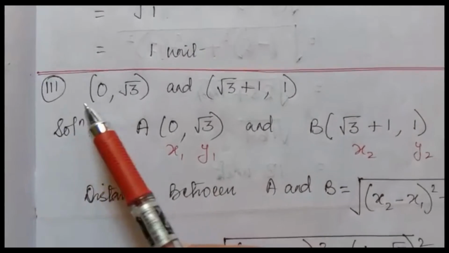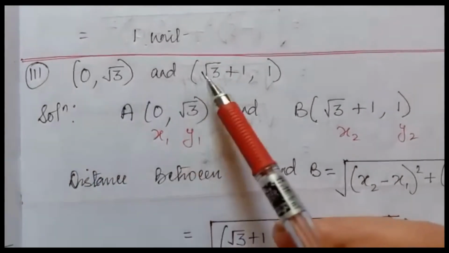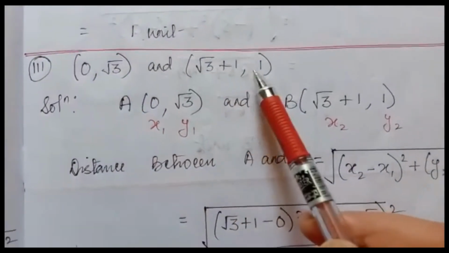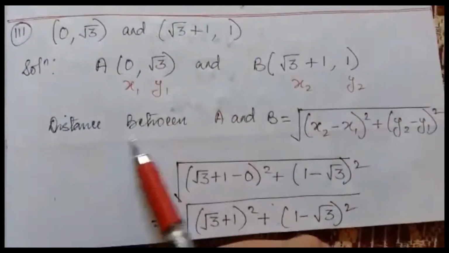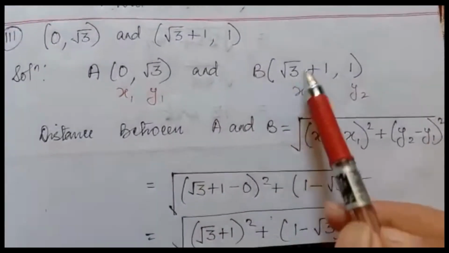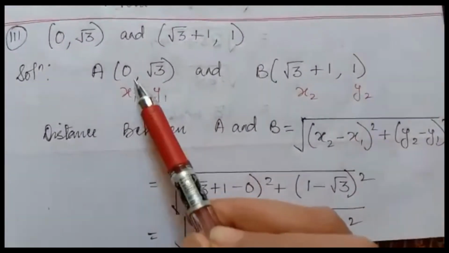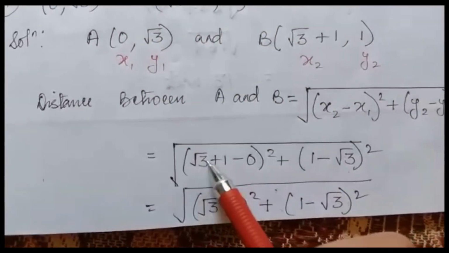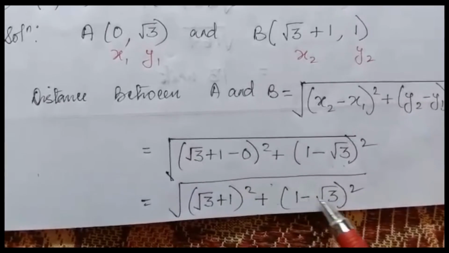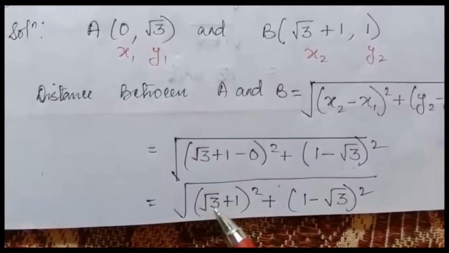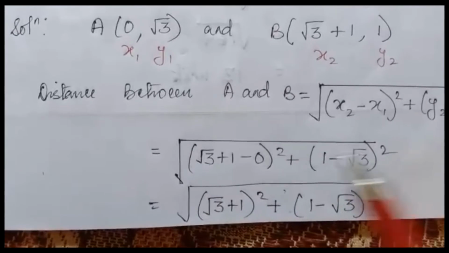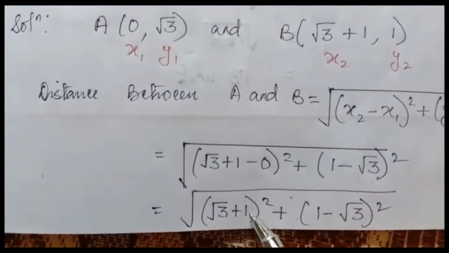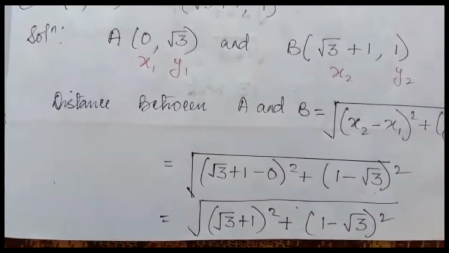Now next question number 3: 0 comma root 3 and root 3 plus 1 comma 1. x1 y1, x2 y2, a b. Use the formula, then put the value. x2 is root 3 plus 1 minus x1 is 0. y1 is 1 minus root 3. So root 3 plus 1 (0, no need to write) plus 1 minus root 3 square. Since one is a square root and another is a whole number, we cannot add them. So what we will do, we will use the formula of a plus b whole square and here a minus b whole square.